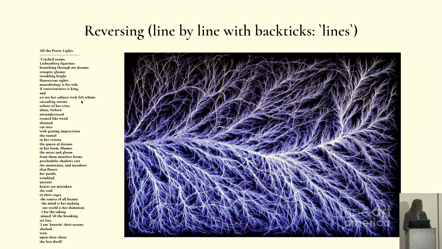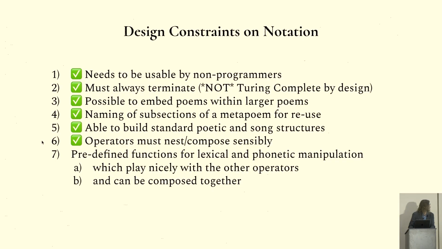Another one of our operators: oftentimes I've found that when I write in a certain style using smaller phrases, when I write the poem, it ends up becoming line by line reversible in the end. And so we have backticks around your set of lines, which will mean first, play it forward line by line, and second, insert it backwards line by line. So the operators now nest and compose sensibly.